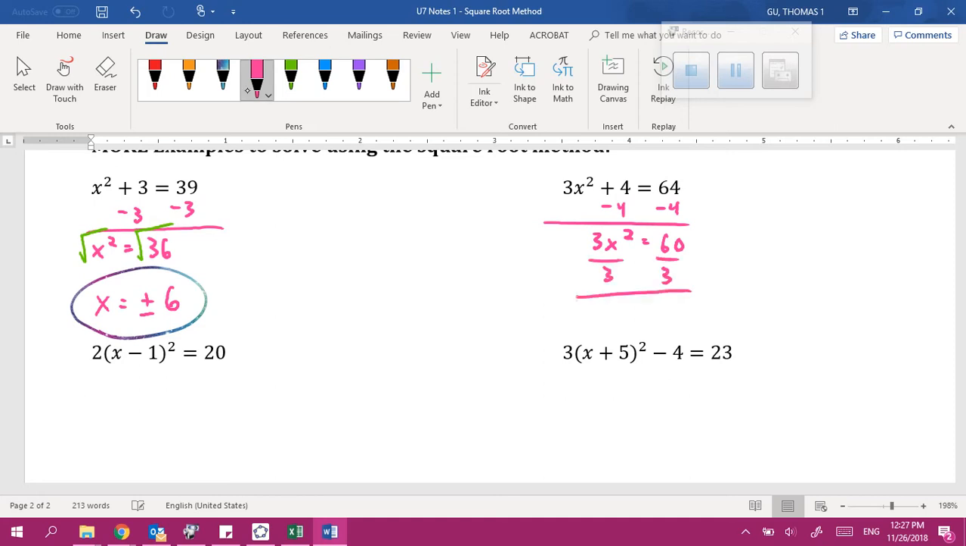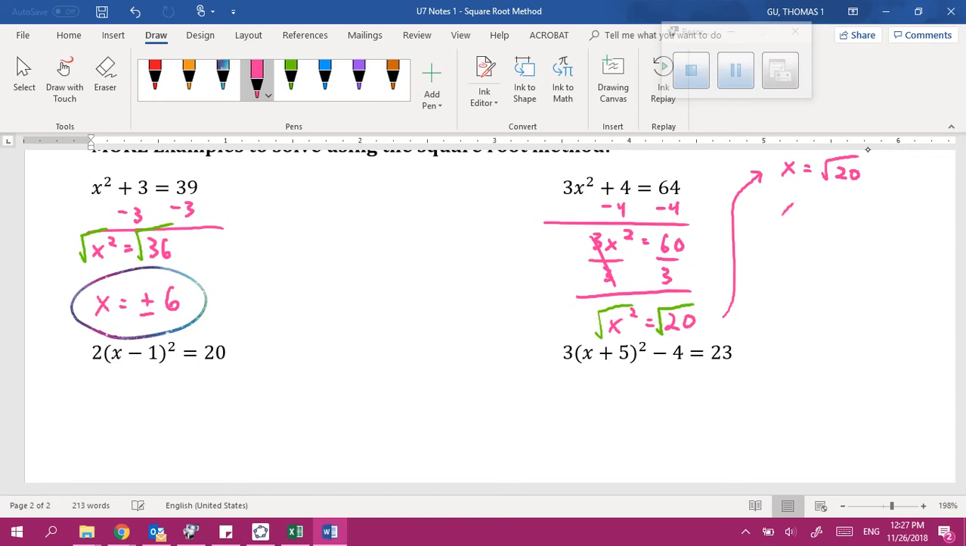And so that gives me x squared equals 20. And now what do I do from here? Square root it. And that would give me x equals square root of 20. What can I do with that 20? 5 times... 10 times 2 doesn't break it down at all. 5 times 4, that's right.